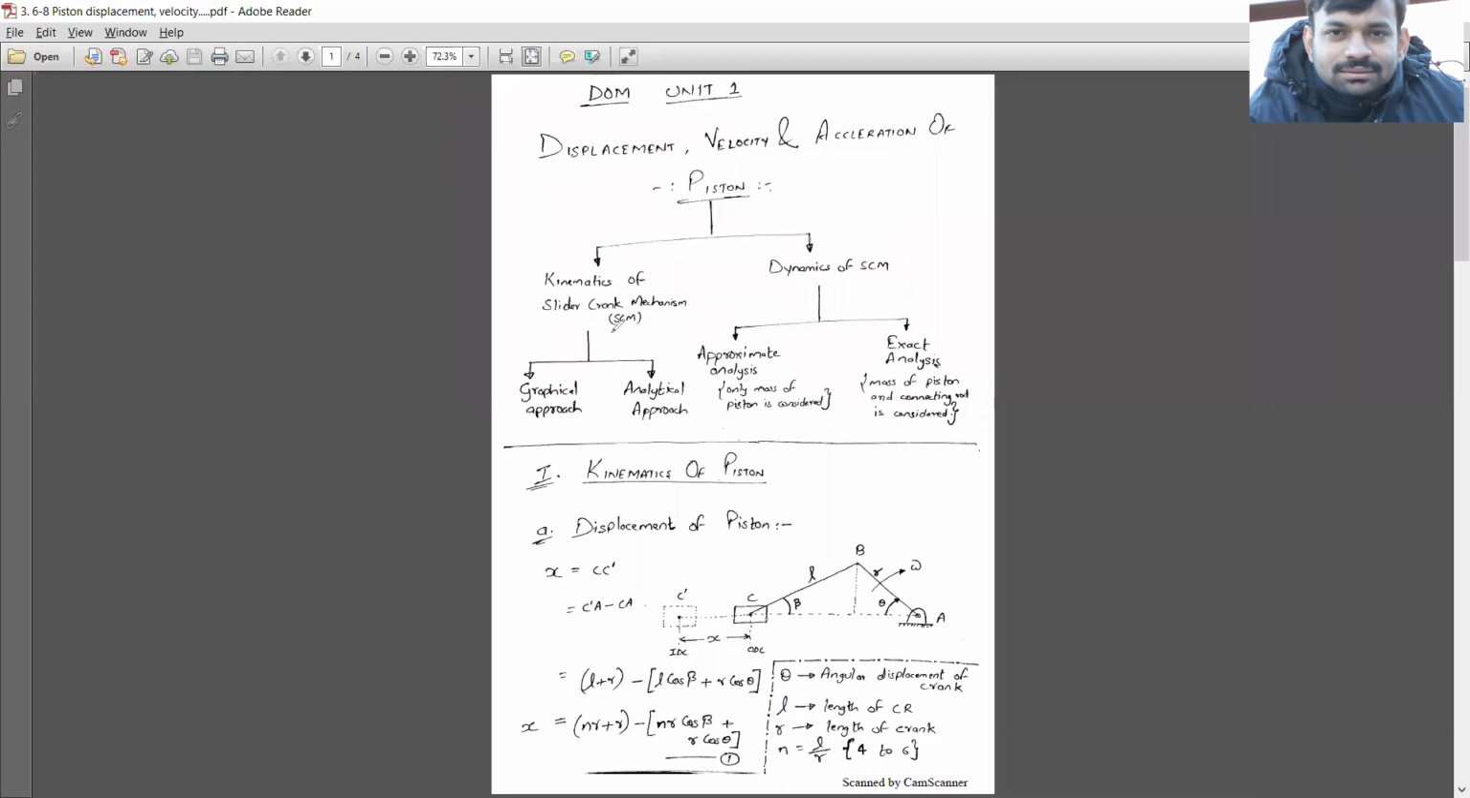Let's do a quick revision. In the previous class, we saw kinematics of piston and we studied displacement of piston. By using this line diagram, we saw that x is equal to CC dash, that is displacement is equal to CC dash, and CC dash was calculated by C dash A minus CA. So C dash A came out to be L plus r, and CA came out to be L cos beta plus r cos theta by help of this triangle using sine law. All right.